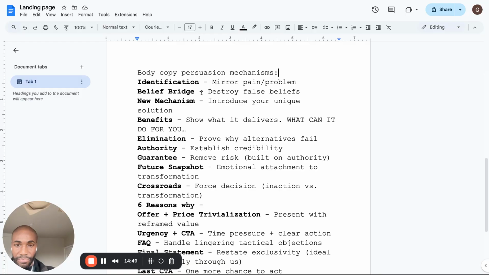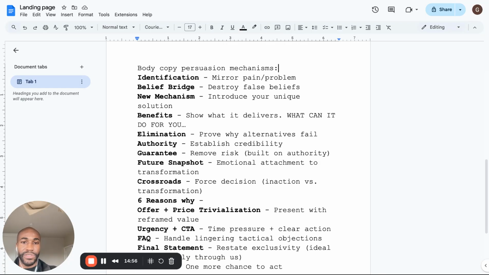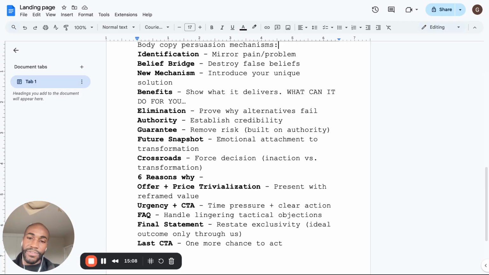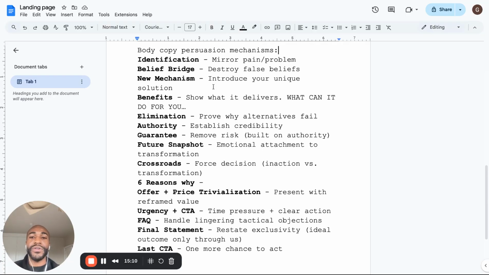And then the belief bridge, which is destroying any false belief they have, because that's what holds people back from getting to solving their problems. These false beliefs that maybe they can't do it, or it won't work for them, or every business in that market is the same, they're all scammers, or whatever false belief they have in their head. So that's the next thing you attack.